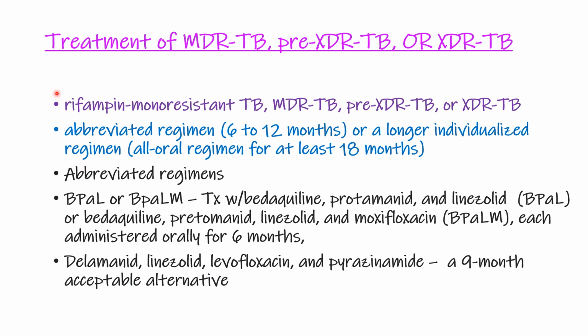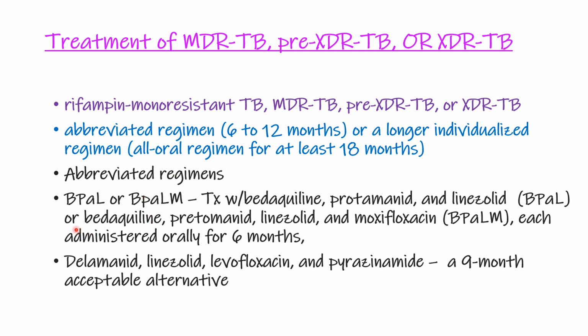And then lastly, we are going to discuss treatment of multi-drug resistant TB, or extensively drug resistant TB. All of this is in addition to rifampin-monoresistant TB, which we said is rare. If you get rifampin-monoresistant TB, you treat it as multi-drug resistant TB. There are 2 options: abbreviated regimens that run from 6 to 12 months, or longer individualized regimens that are all oral, that is 18 months.